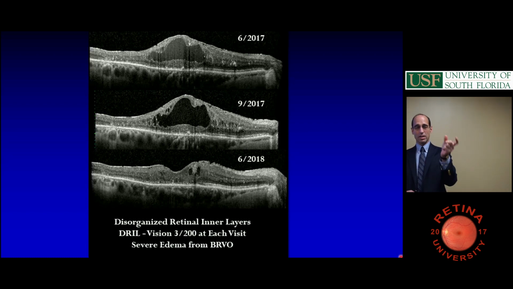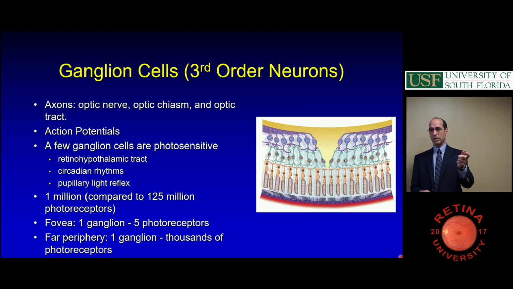And then your ganglion cells are the third order neurons, and these are the ones that connect all the way back to your brain. So the axons of the ganglion cells turn into the optic nerve, the optic chiasm, and the optic tract. They have true action potentials. They fire, they become myelinated.